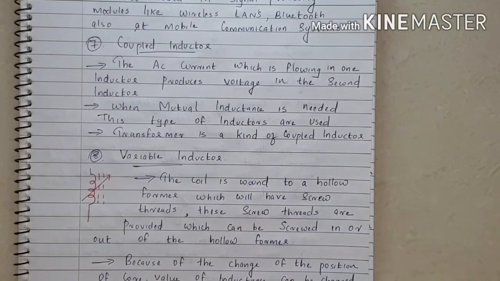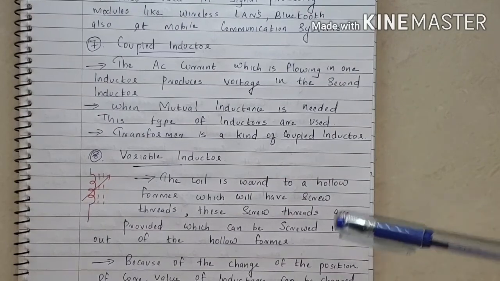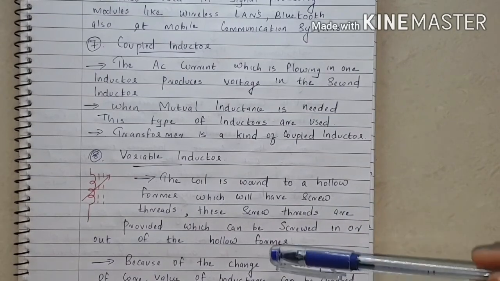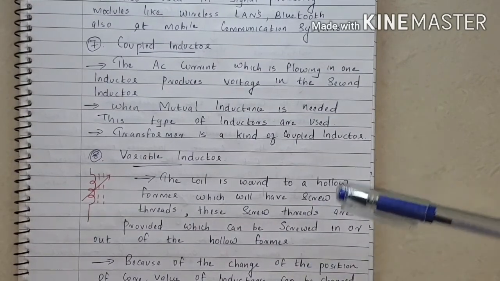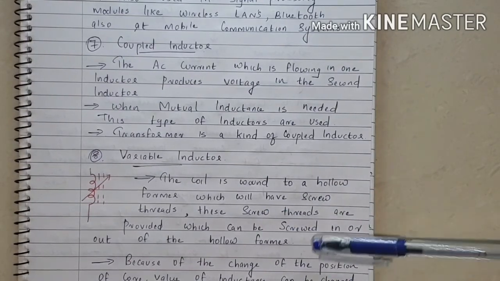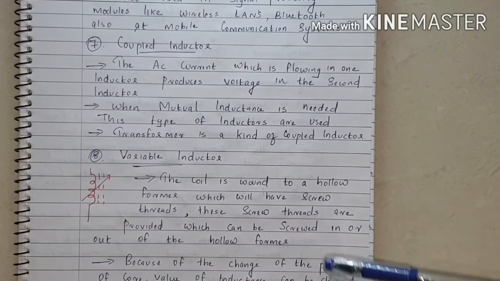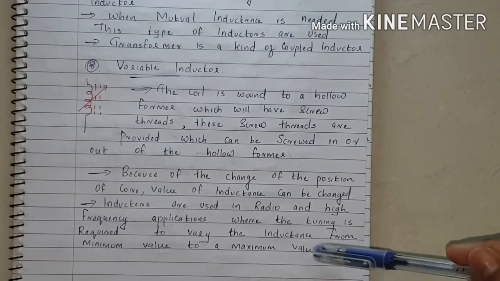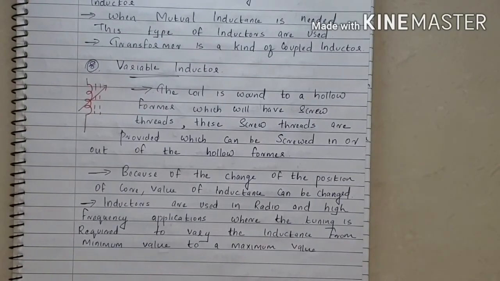The eighth type of inductor is variable inductor. This is a symbol for variable inductor. The coil is wound on a hollow former. That is, the hollow former acts as a core here and the coil is wound onto that. And this hollow former or core will have screw threads, which can be screwed in or out of the hollow former. And using these screw threads, this hollow former position can be changed. And because of the change of position of core or hollow former, value of inductance can be changed.